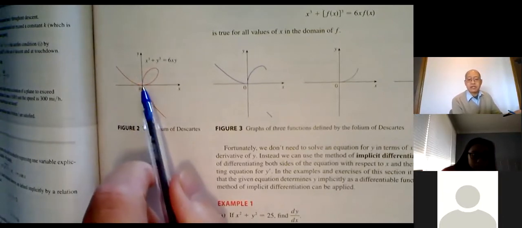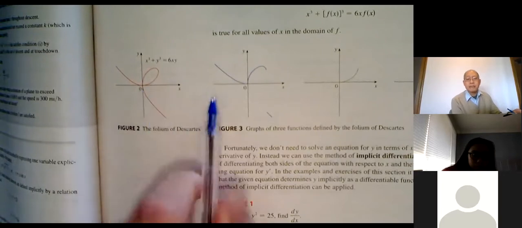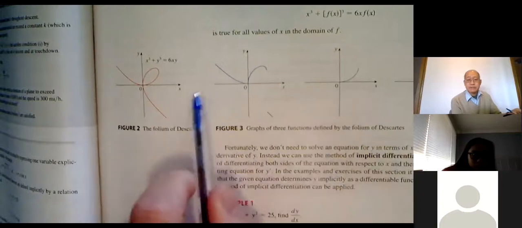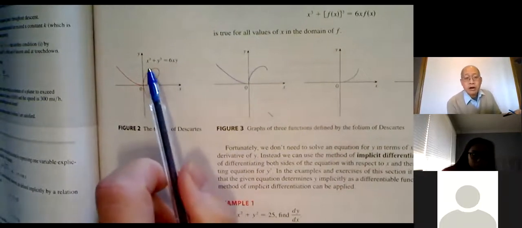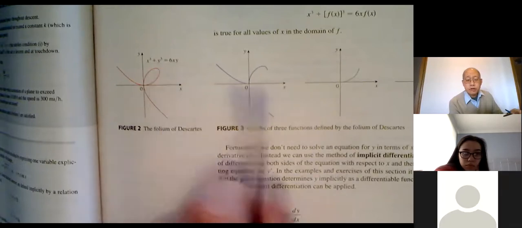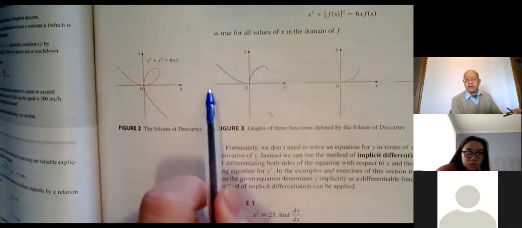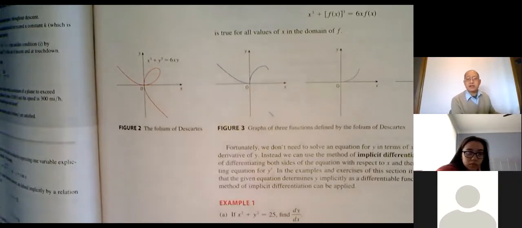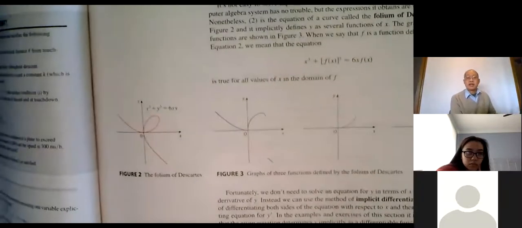This is not even a function, although you could break it up into a function, I suppose. You could make it look like that and like that. So we're saying we cannot solve for y, or maybe it's too difficult. We can say there's a function implicitly. Y implicitly is a function, like this.